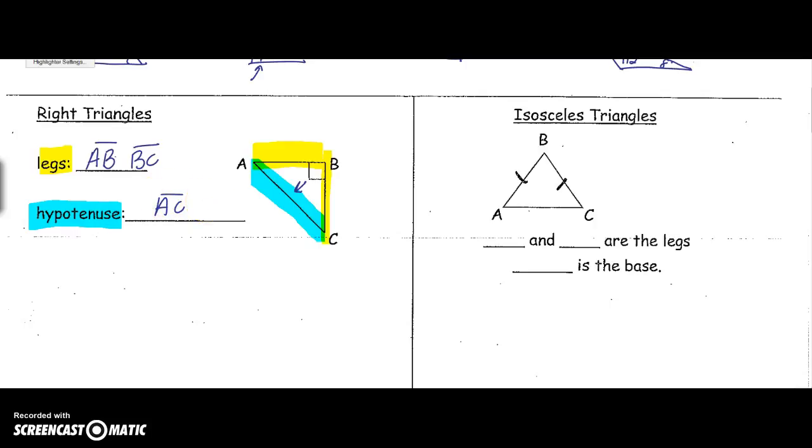Isosceles triangle also has legs, and we'll go back to yellow and we'll highlight those 2. The legs are the 2 sides that are the same. So in this case, AB and BC. But it's not called the hypotenuse anymore. It's called the base. The base is that 3rd side of the triangle that is not congruent. So AC.